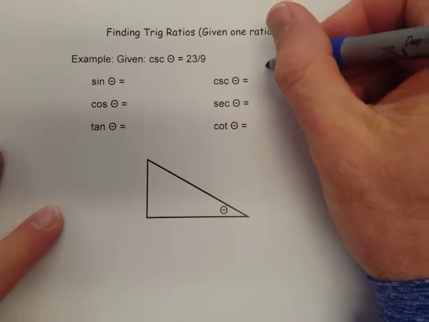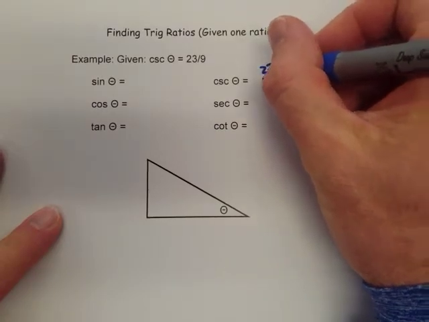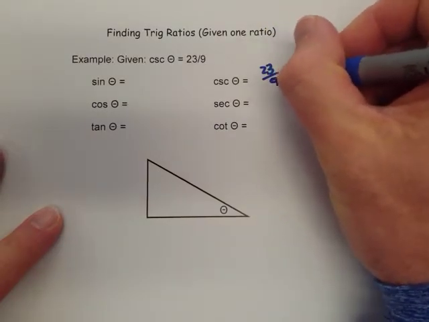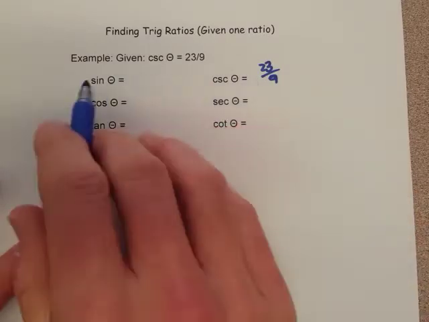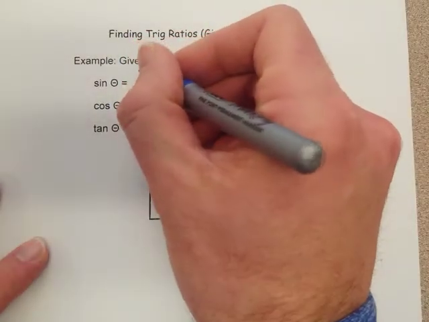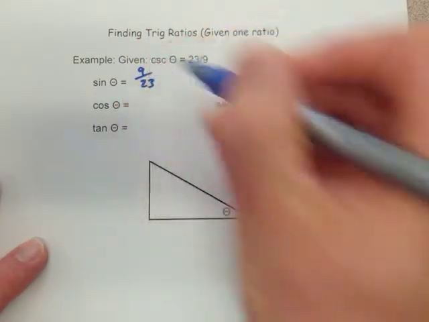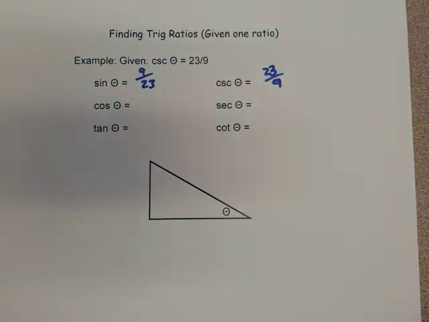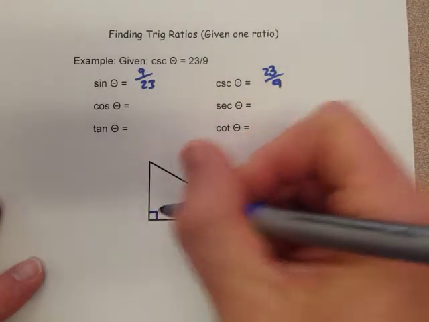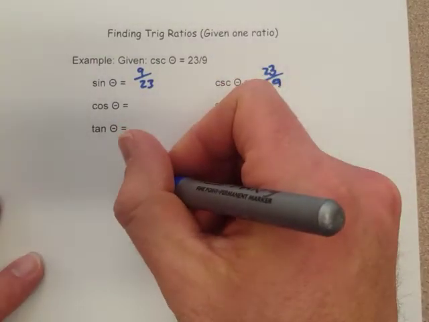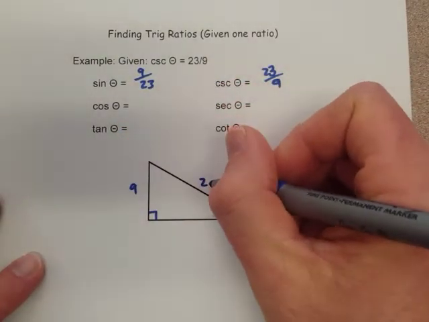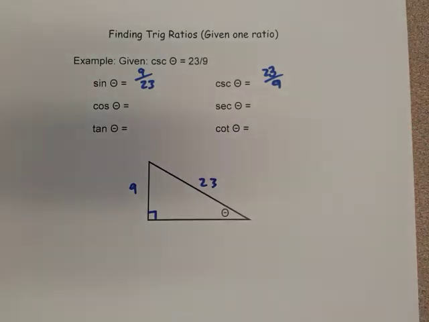so we're going to put that in right here, 23 over 9 for cosecant, and then we have to find everything else from that. Now, the nice thing is that we can always go right to the reciprocal over here, so that's 9 over 23 for sine. That's an automatic. And then that just means we have to set that up on the triangle. So if sine is opposite over hypotenuse, that means that we've got 9 and 23 like this.